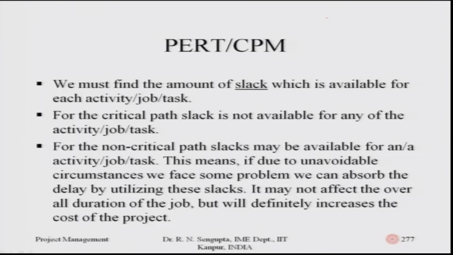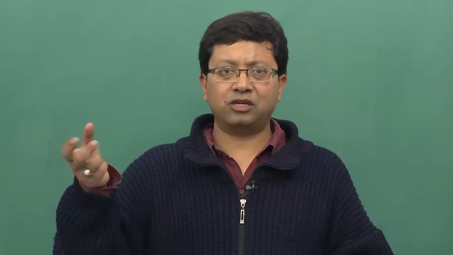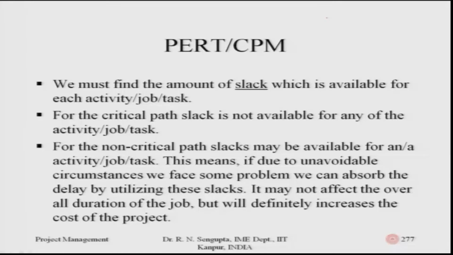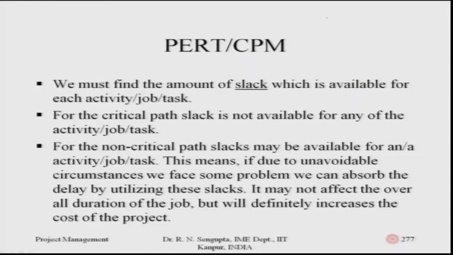For PERT and CPM we must find the amount of slack, the total slack and the free slack, available for each activity or job. For the critical path, slack is not available, which means you do not have any leeway to change the start and the finish of the jobs in the critical path, but obviously you can crash, such that the overall cost would come into the picture. For the non-critical path, slack may be available for an activity or a set of activities. This means that if, due to unavoidable circumstances, we face some problems, we can absorb the delay by utilizing the slack from these non-critical activities, in some way if possible. In the critical path it will definitely increase the cost of the project, so crashing would then be required.